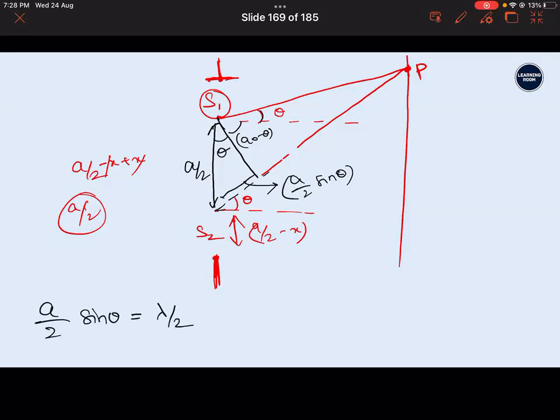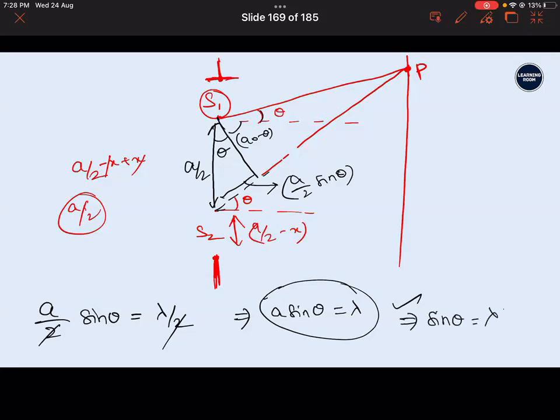Correct? So 2 and 2 will get cancelled, which implies A sine theta is equal to lambda, which implies sine theta is equal to lambda by A. Generally, the value of theta will be very small, so it is approximated to theta is equal to lambda by A. Generally, the width of the slit itself should be very, very small. Only then you can observe this diffraction pattern.